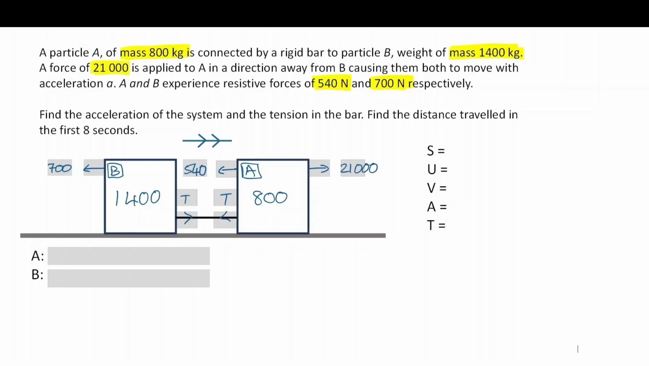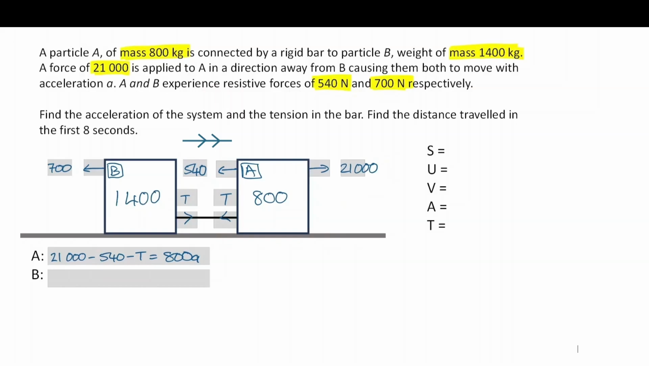We should always then start with Newton's second law. We want a motion equation for each of these individual particles. We'll focus on A first, and we want to consider all the forces acting on A. As I look at my diagram, there are three forces to consider: the 21,000, the 540, and T. Now we need to use the positive direction, which is to the right, to decide which of these forces are positive and which are negative. 21,000 is the only positive, so 21,000, negative 540, negative T, and that equals 800A.